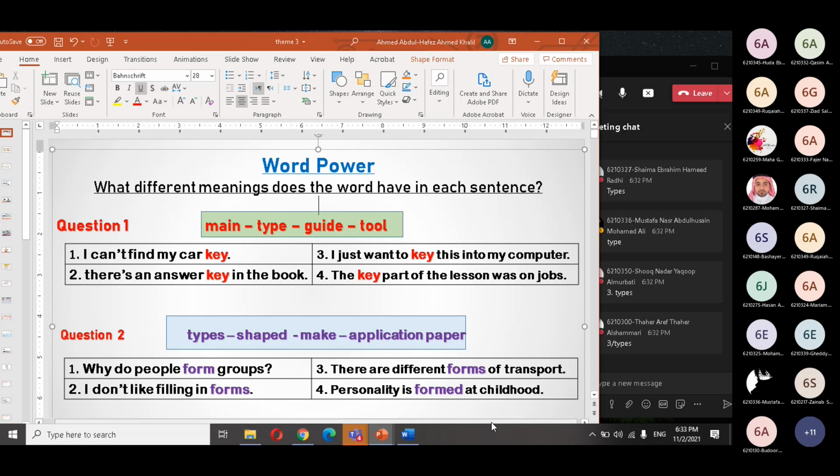The last one, personality. Your personality is formed at childhood. So here formed, yes, shaped. يعني شخصيتك بتتشكل في الطفولة. So here personality is formed at childhood. Okay. إنجازنا في السؤال الثاني مو قوي. ادرسوه مرة ثانية. Look at the original sentence and look at the meaning we choose for each one.